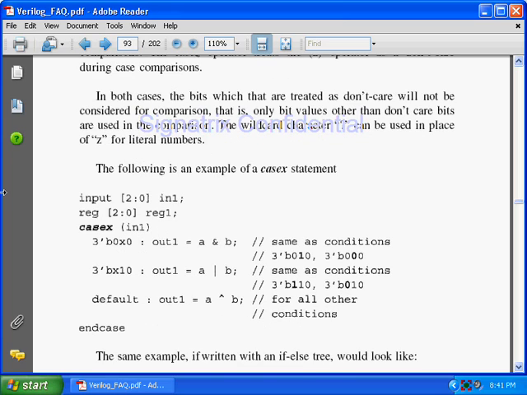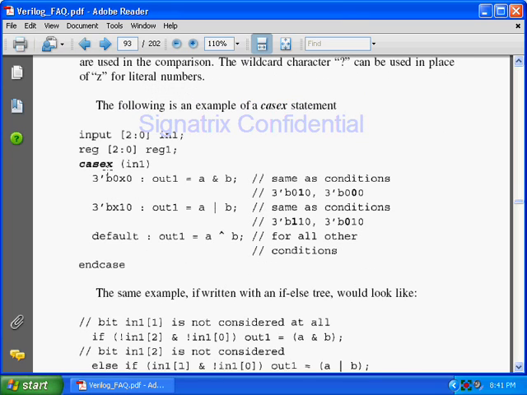We'll see this x. Now k is equal to in 1. So how will it compare then? It will not take this bit in comparison. It will only compare this and this. So they are telling same condition as 3'b010 and 3'b000. For both conditions this will execute. Coming to this, is that clear? Right, same for all the things.